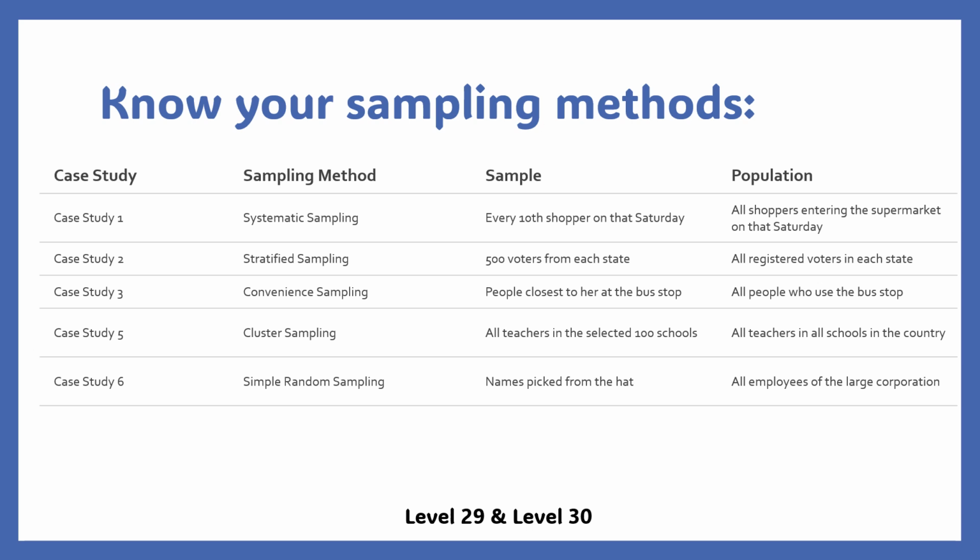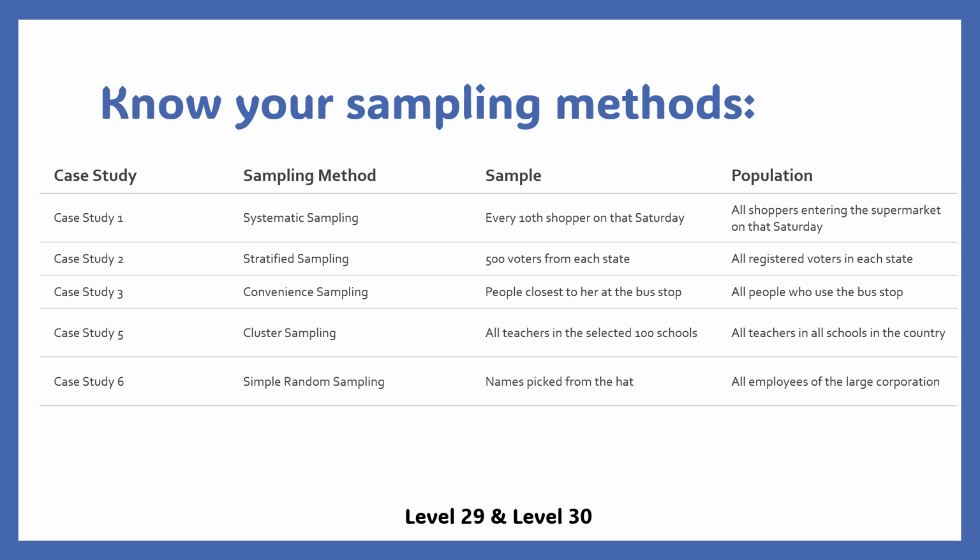Systematic is when you have, in this case, every 10th shopper at a store on a Saturday, you might have a systematic sample like that. You're making sure you get a variety, but it's every 10th. So that doesn't mean you're getting a very definitive variety. Like, you're not going to get everybody if you get every 10th. And it's not random. Not really.